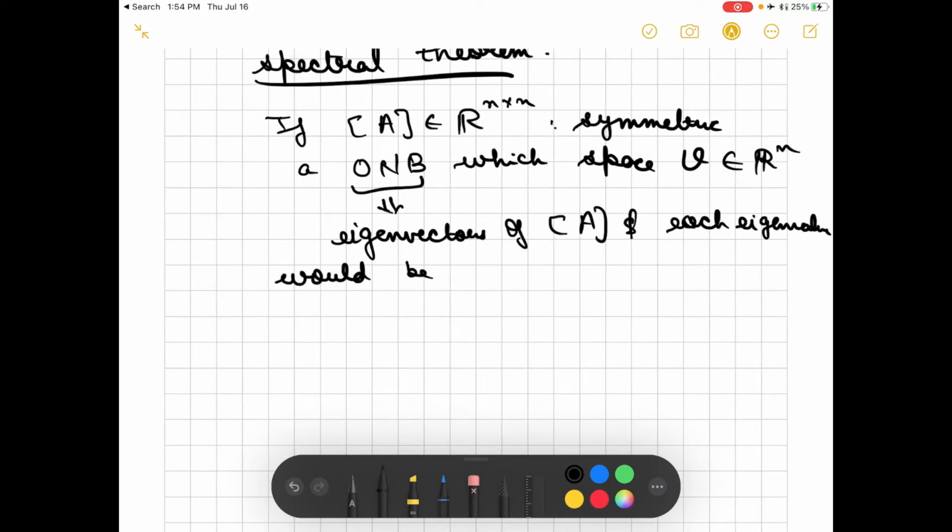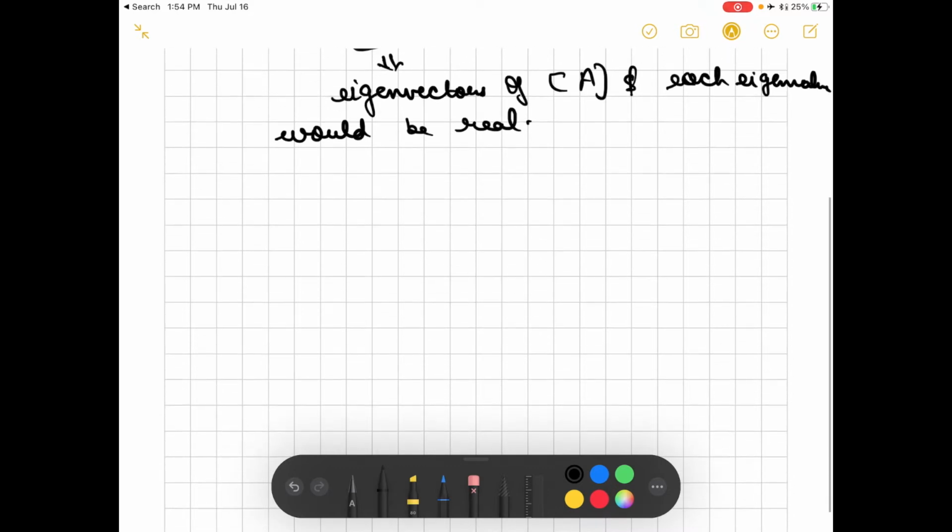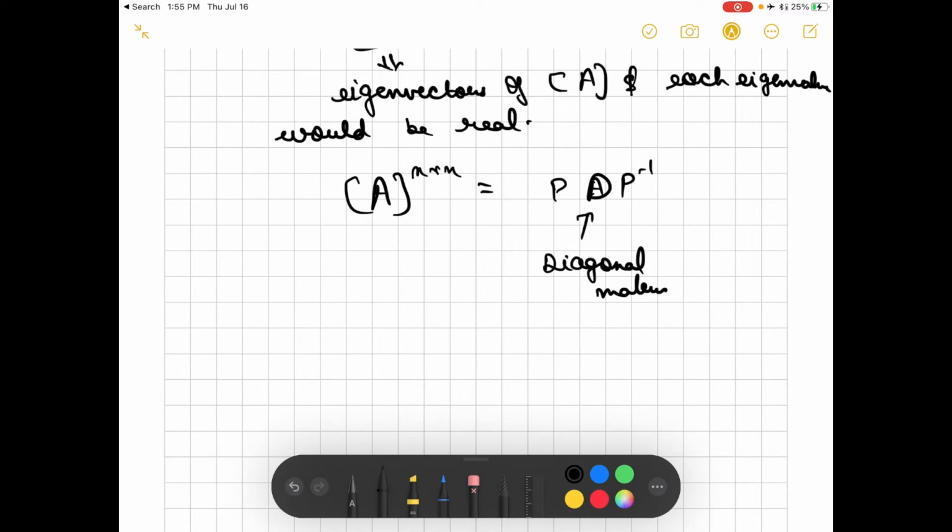Now what does that guarantee? In the last video, we learned that if we are given a square matrix n cross n, we can decompose it in the form A = P D P inverse, where D is a diagonal matrix and P has to be a basis of Rn. And the spectral theorem guarantees that if you are dealing with a square symmetric matrix, this P would always be a basis of Rn, and P would comprise eigenvectors.